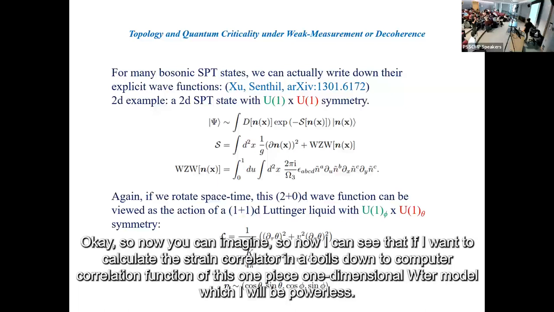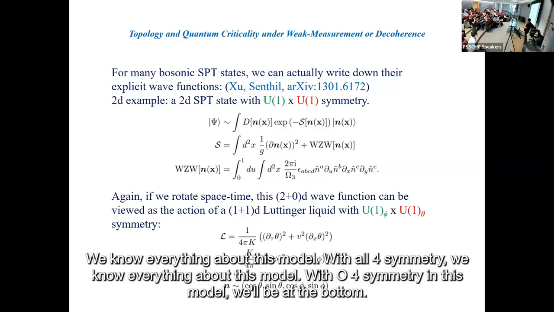Okay, so now you can see that if I want to calculate the strain correlator, it boils down to computing the correlation function of this 1+1 dimensional Wess-Zumino-Witten model, which actually will be power law. Okay, we know everything about this model. With O(4) symmetry, this model will be an SU(2) level 1 CFT.